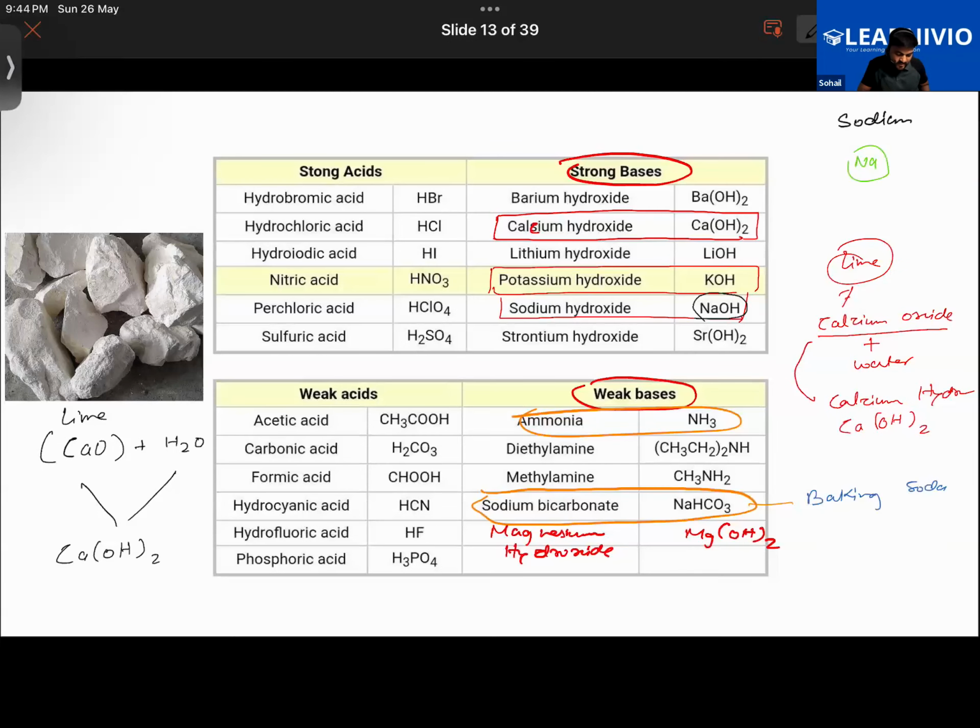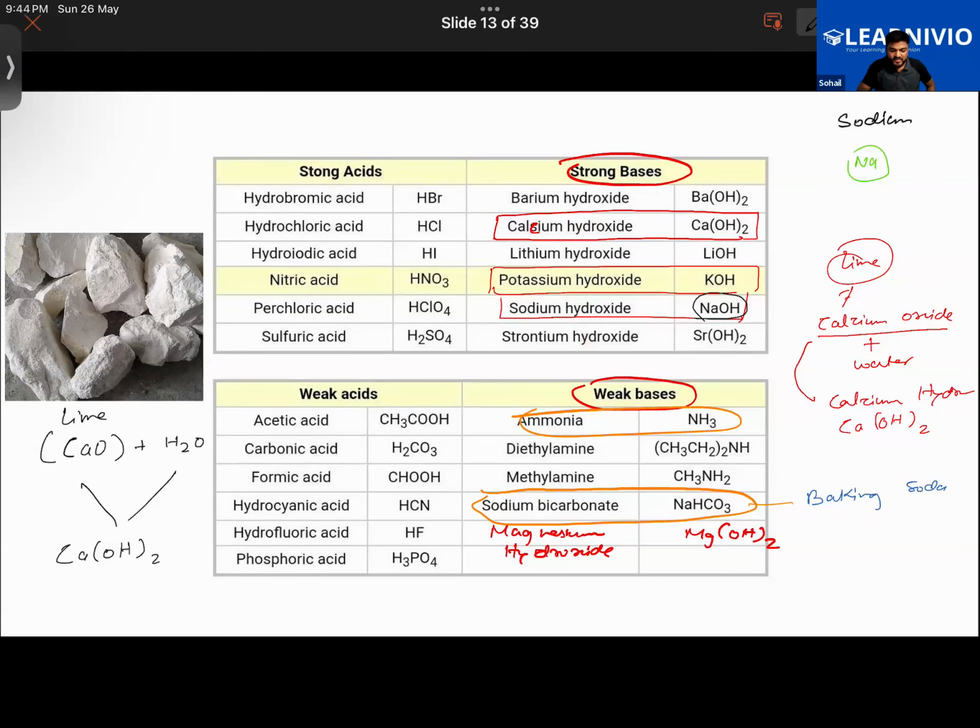Now let us understand, we also talked about weak and strong bases. Examples of strong bases, particularly you have to keep in mind, are calcium hydroxide, potassium hydroxide, and sodium hydroxide. Repeat this with me. What are some examples of strong bases? Calcium hydroxide, potassium hydroxide, and sodium hydroxide. Okay, so these are important.